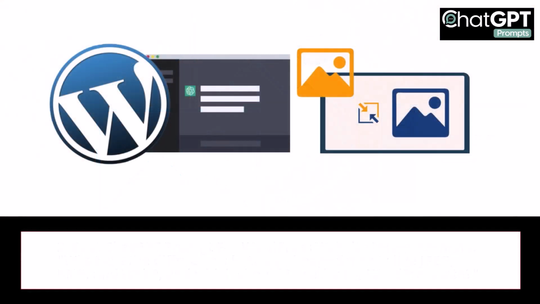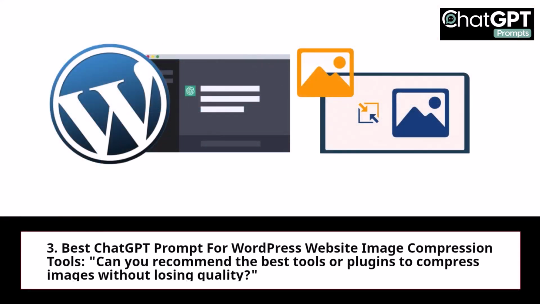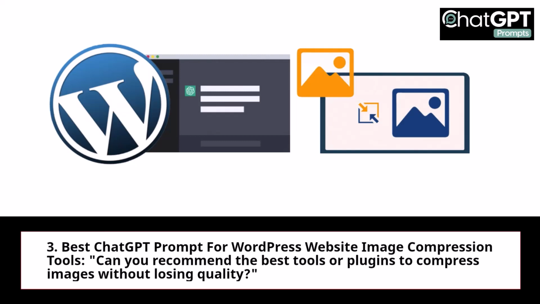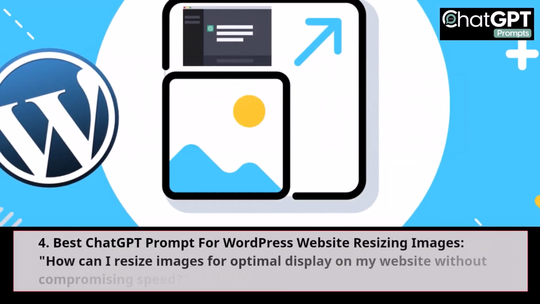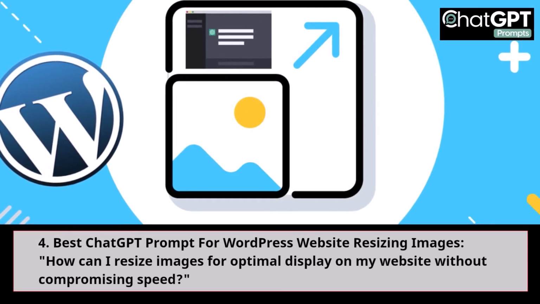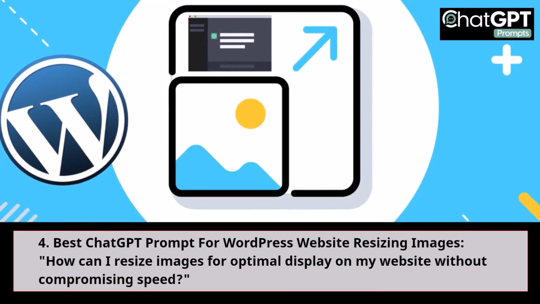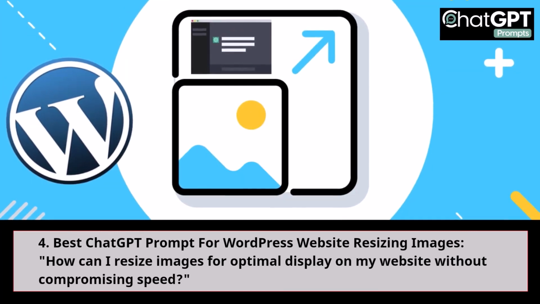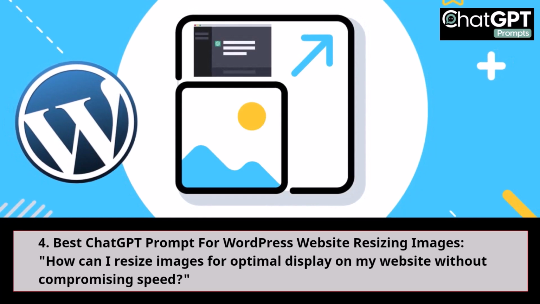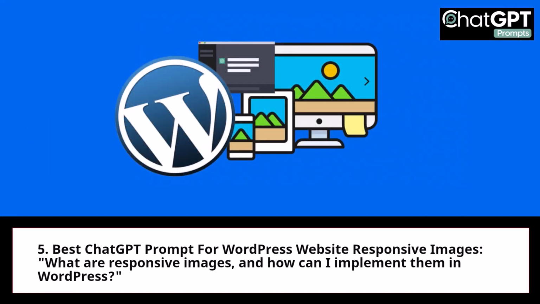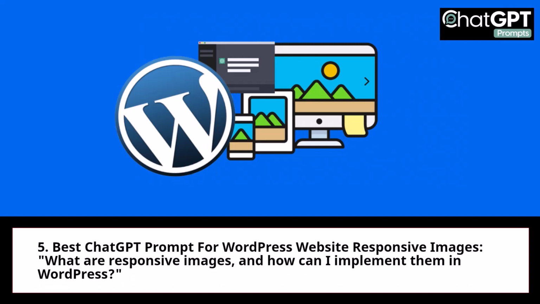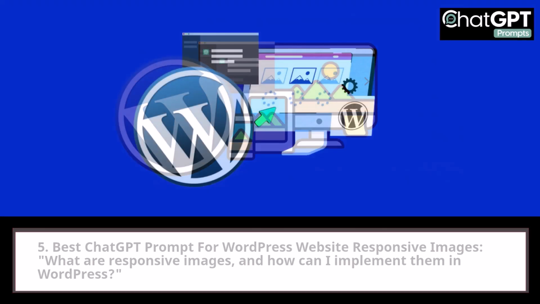3. Best ChatGPT prompt for WordPress website image compression tools. Can you recommend the best tools or plugins to compress images without losing quality? 4. Best ChatGPT prompt for WordPress website resizing images. How can I resize images for optimal display on my website without compromising speed? 5. Best ChatGPT prompt for WordPress website responsive images. What are responsive images, and how can I implement them in WordPress?